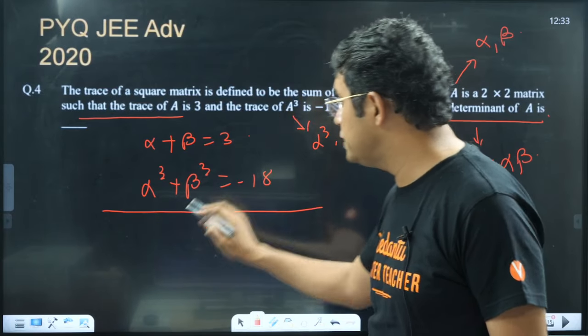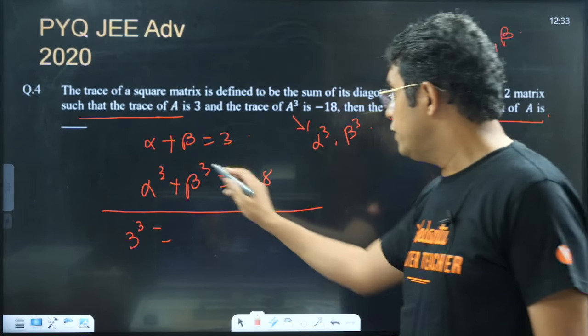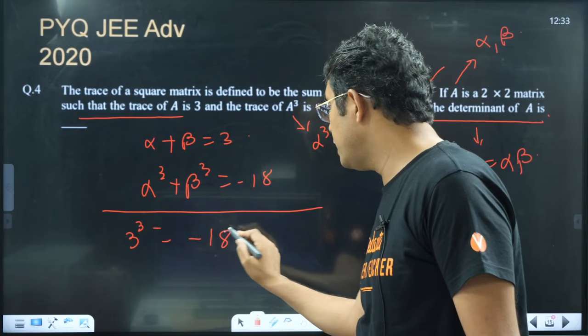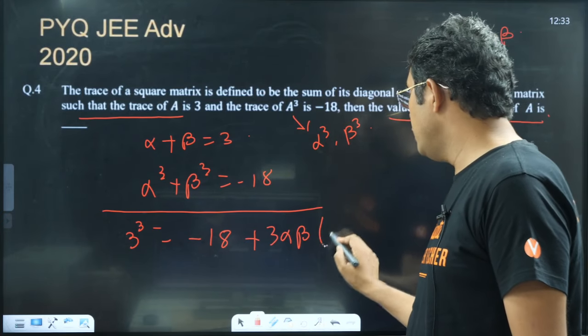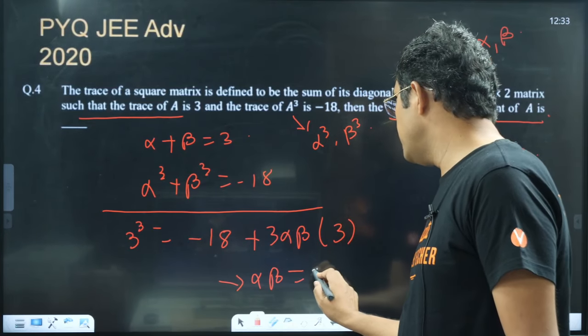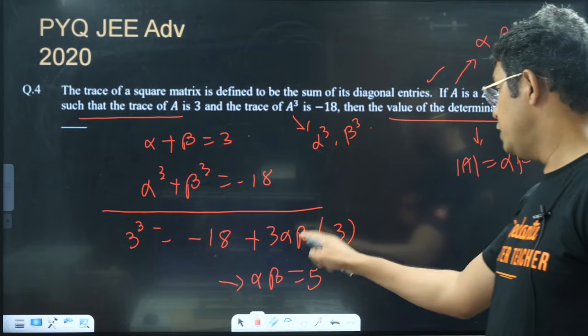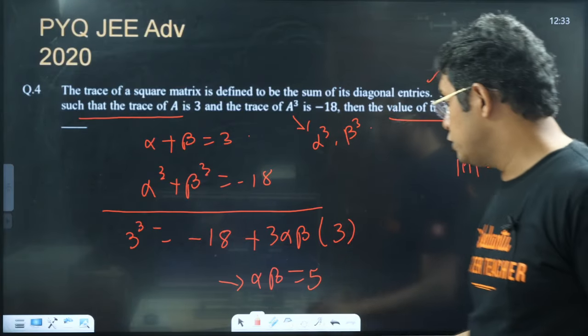So from these two relations, I think it is very easy to find. Just do the cube of this. So 3 cube, that is alpha plus beta whole cube, will be alpha cube plus beta cube, I think that's the formula, plus 3 times alpha beta into alpha plus beta. I think you solve it. Alpha beta comes out to be 5 if I'm not wrong. 3 into 3, 9 into 5, 45 minus 18, yeah, 27. So this comes out to be 5.